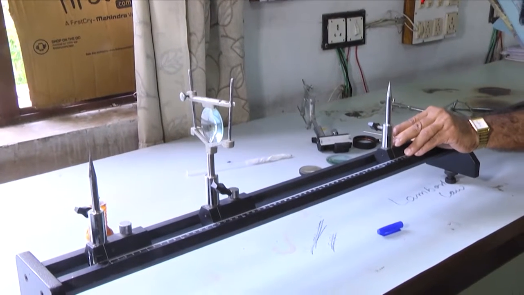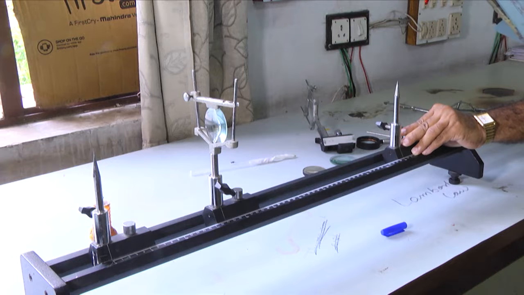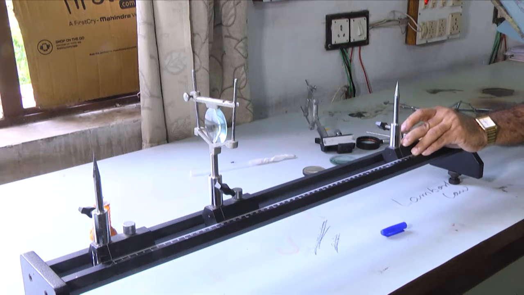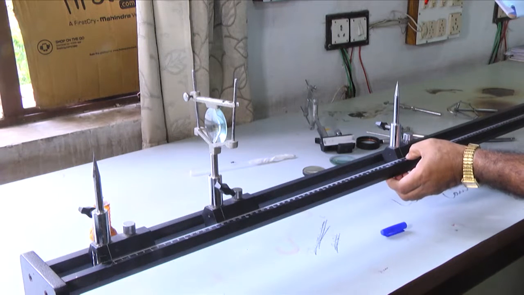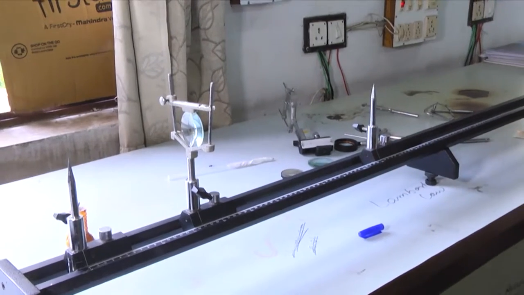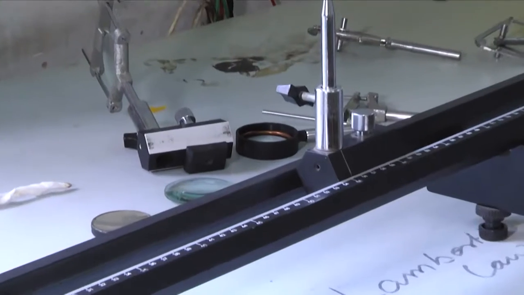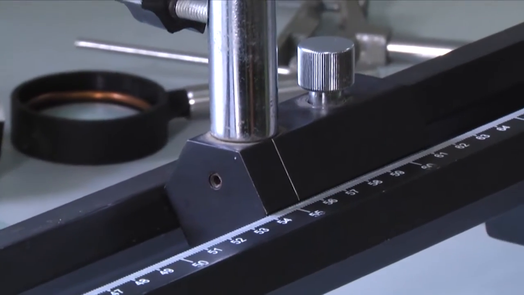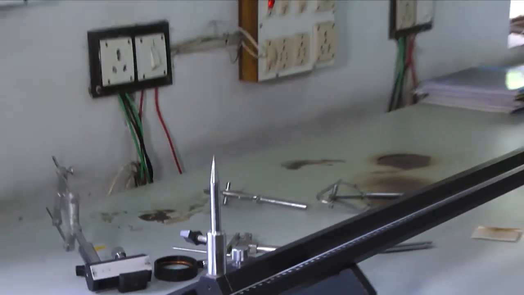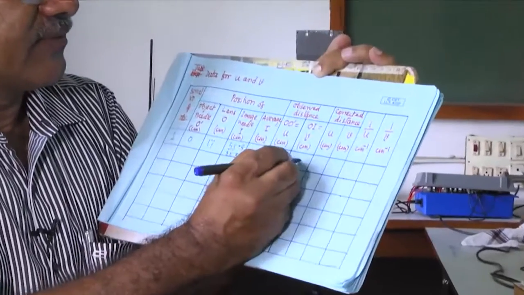Okay, take 2-3 observations. Now it is 55, I can see 4, so 55.4. Take 3 observations and then find out the average of that. Then you will get the u and you will get the v.